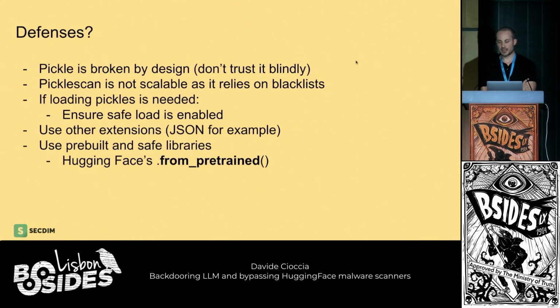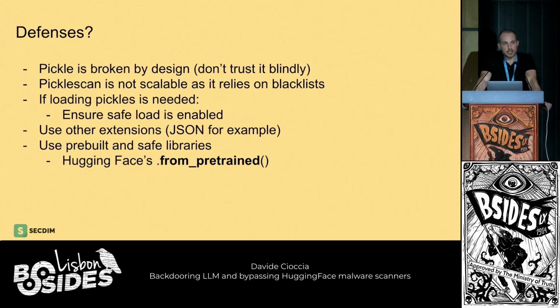So how do we defend ourselves? If we are using HuggingFace, if we are using models, if we are trying small language models, why not? Well, the first thing, of course, is the same advice that we had in AppSec a long time ago. Pickle is broken by design, so don't trust models implicitly, right? So make sure if you can assess it, if it's a pickle, you can see what's inside. Do that.